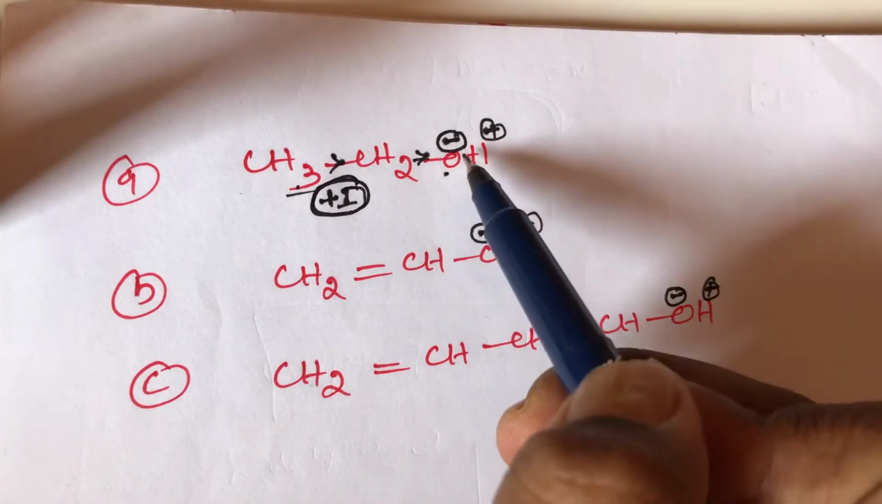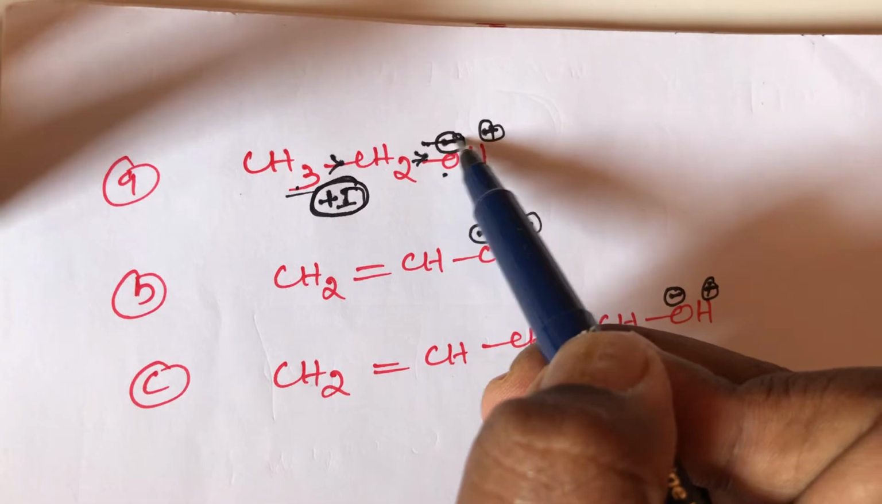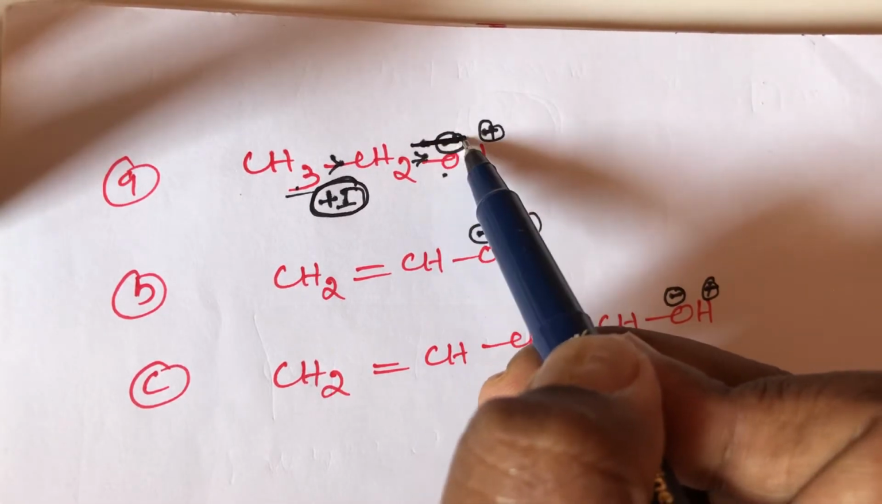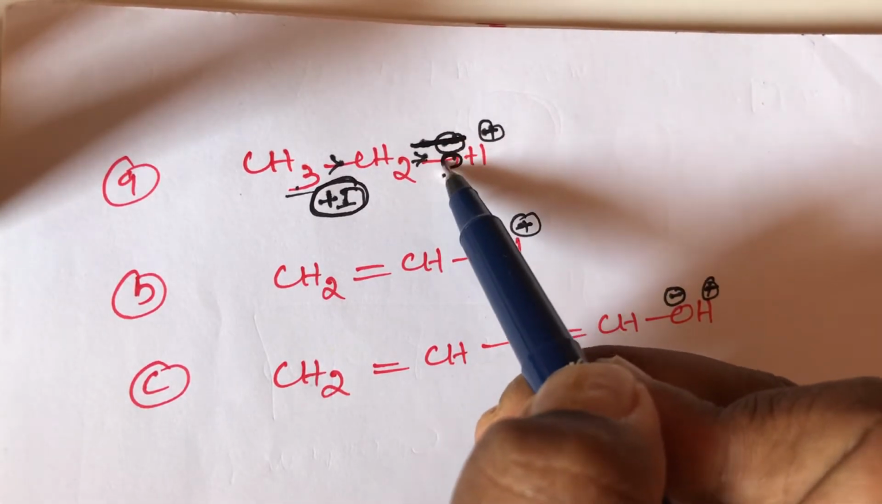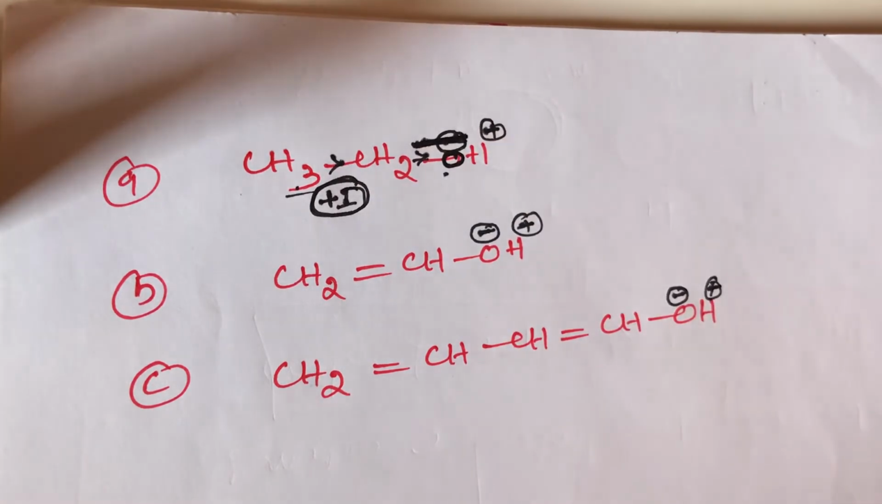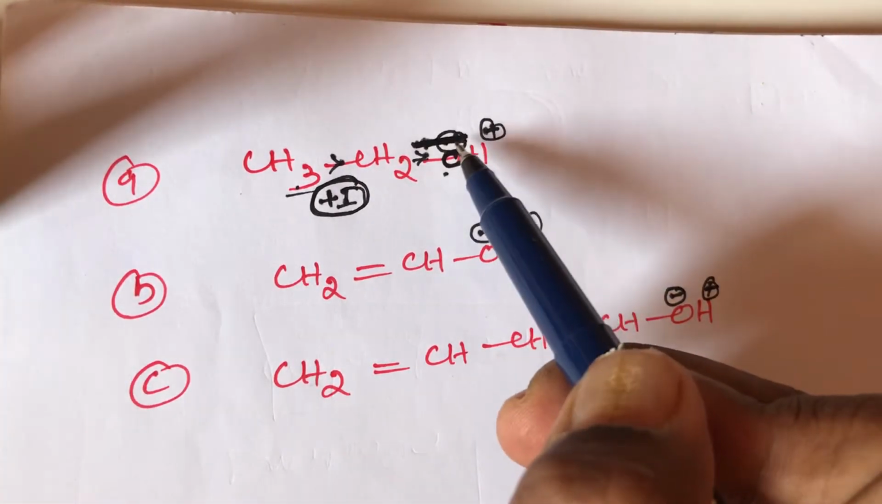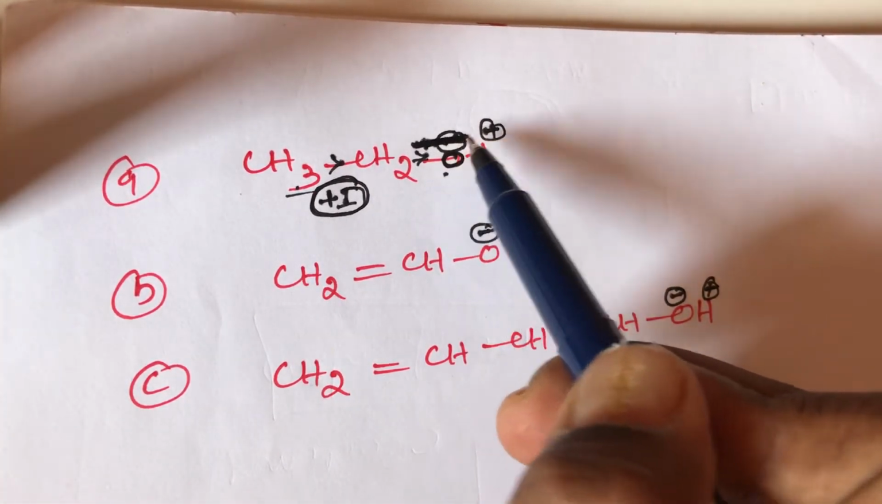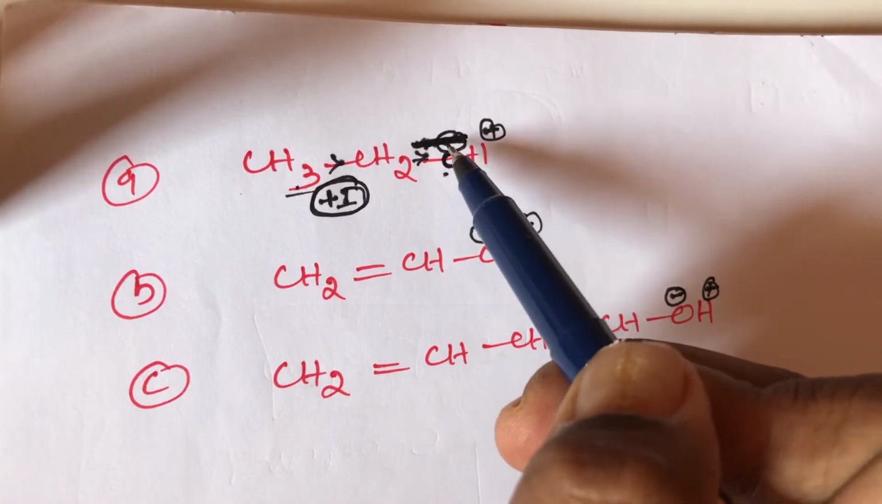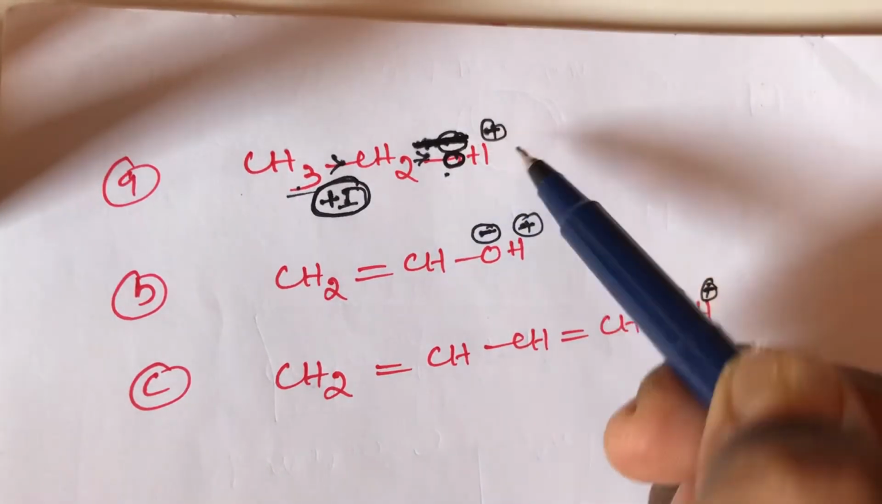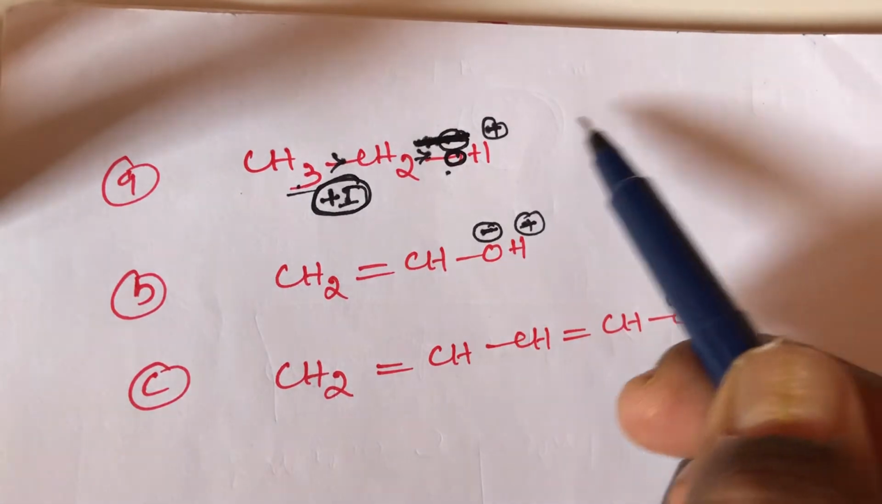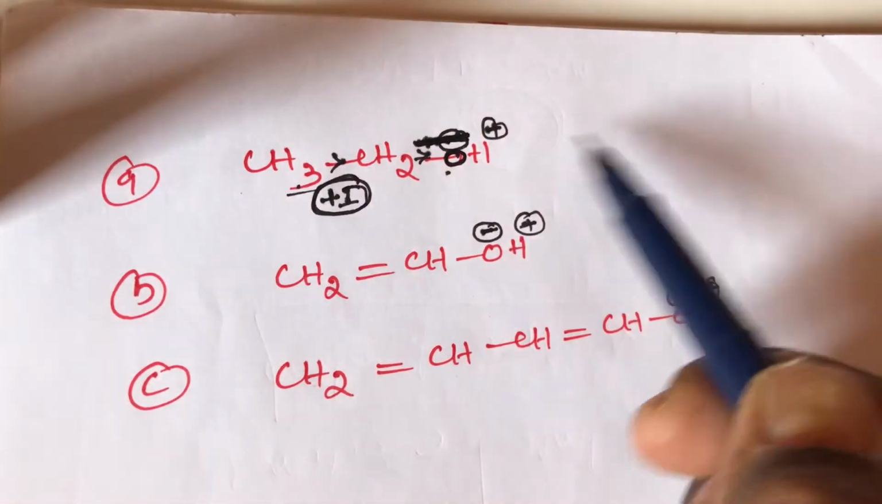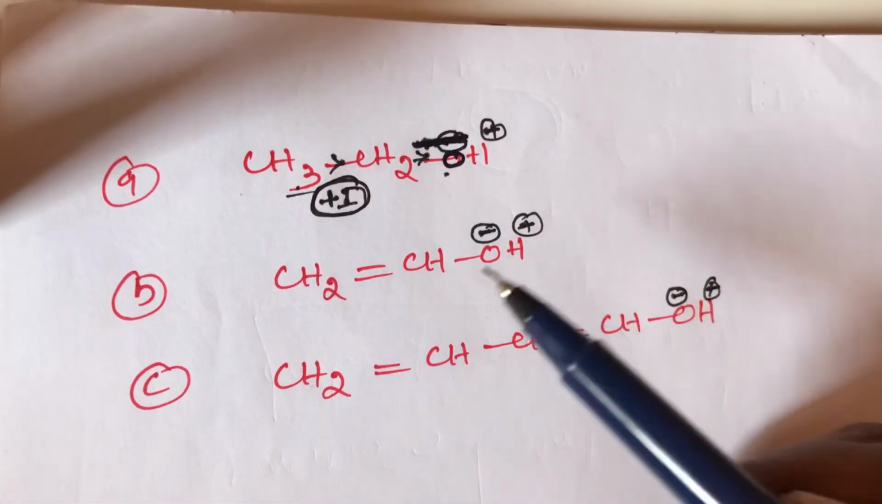So that's why negative charge increases on oxygen. The negative charge slightly increases on oxygen, meaning the density increases on oxygen. So here the negative charge is more dominating than the positive charge, and that's why H plus cannot move easily, H plus cannot break easily in the A compound.